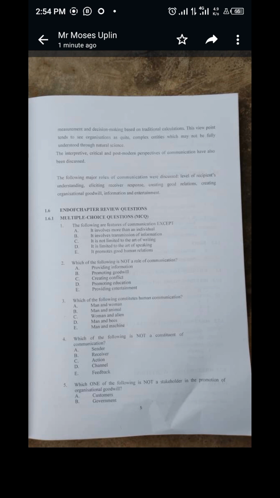So let's go to number 5. Read number 5. Which of the following is not a stakeholder in the promoting of original books? Before you go to the options, do you know the meaning of stakeholders? A.